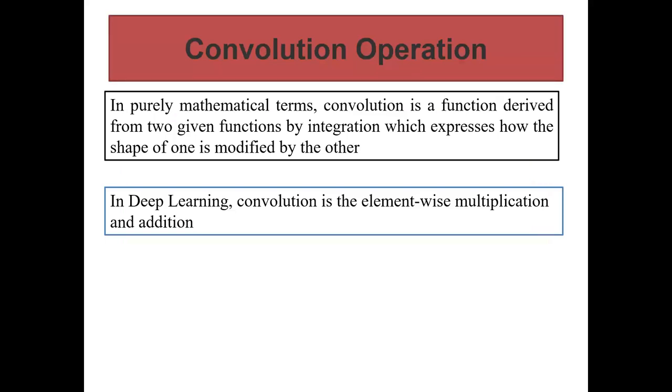Everybody knows what a convolutional operation is. In purely mathematical terms, convolution is a function derived from two given functions by integration. Simply, it is a multiplication of two signals: we multiply one signal with the other signal and try to find a third, different signal. We already know the equation of convolution: f convolved with g is the integral from minus infinity to infinity of f(alpha) times the delayed version g(x minus alpha) d alpha.